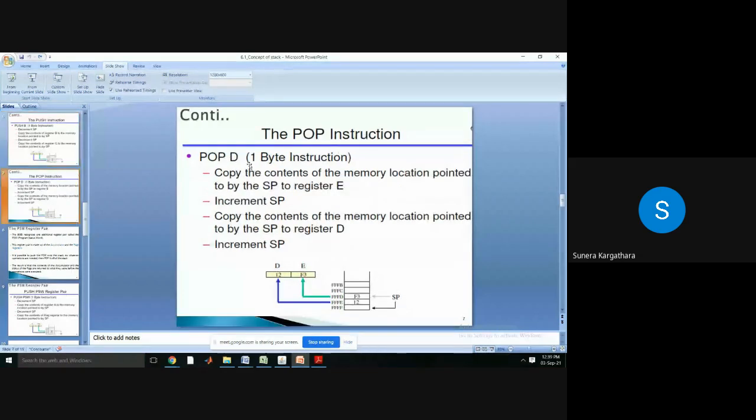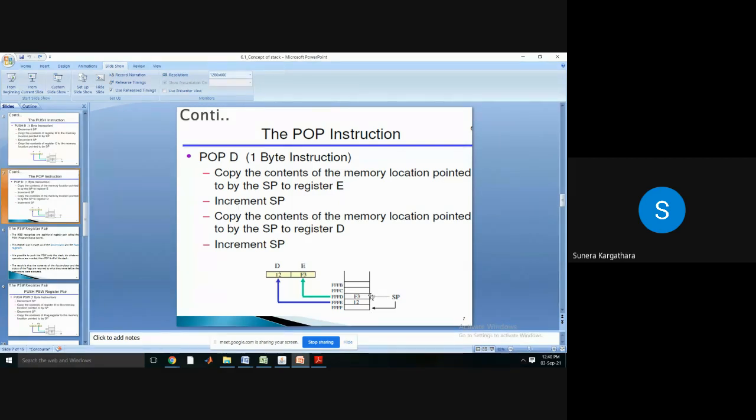Now just try to understand the POP instruction. So the idea should be clear. Push is used to store the register pair's content onto the stack. You are pushing the content of the register pair onto the stack, while pop is used to retrieve the data, to read the data from the stack into the register. Now you are loading your register pair with the content of the stack.